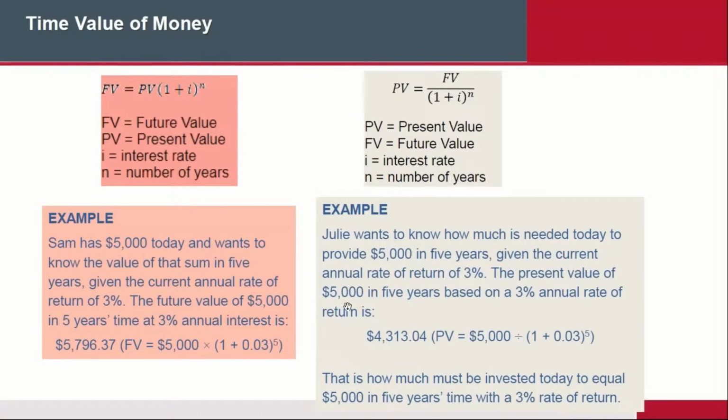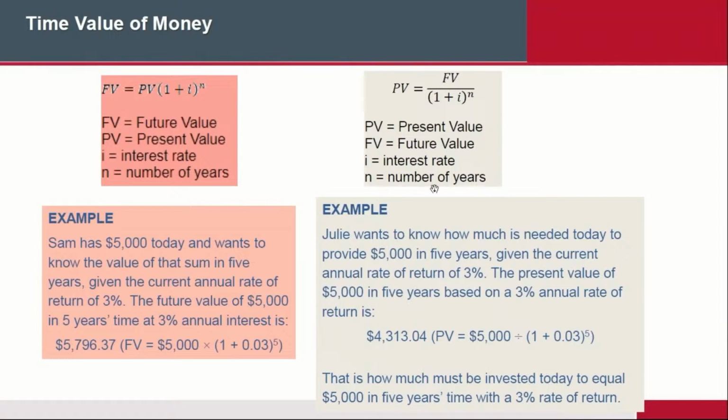So the present value of $5,000 in 5 years, based on a 3% discount rate, is, once again, the formula: present value equals 5,000 divided by 1 plus I, or in other words, 1.03 times 1.03 times 1.03, 5 times basically. Okay, and so you do that. So basically, in our example, if you gave me $4,313, and I invested that at 3% for a period of 5 years, at the end of 5 years, I will give you a check for $5,000.